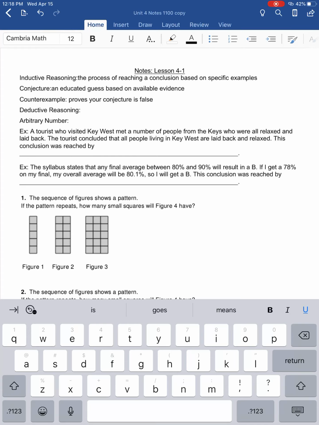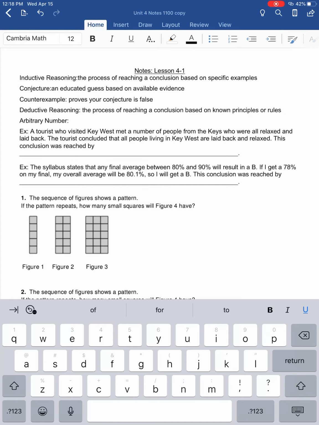So next, deductive reasoning is the process of reaching a conclusion based on known principles or rules.